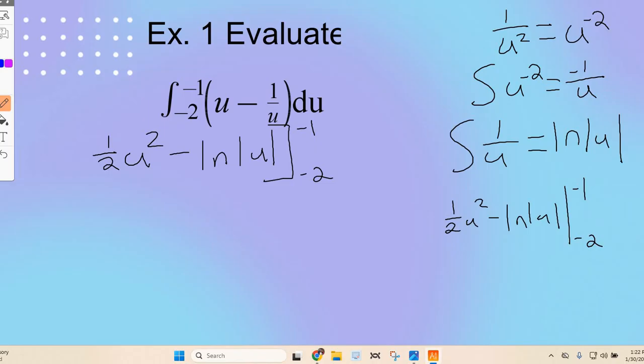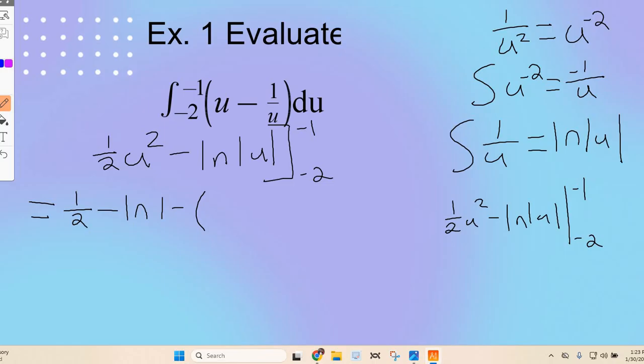So which one am I going to plug in first? -1. So -1 squared gives us 1, so times 1/2 is just 1/2. And this is where our absolute values are particularly important because we can only take the natural log of positive things. So I need the absolute value there, and I get the natural log of 1. Then I'm subtracting and we're plugging in. What's our bottom bound?